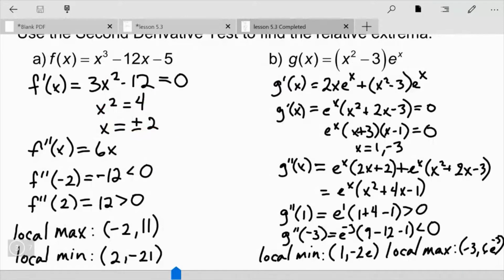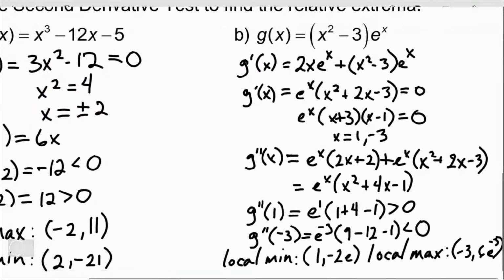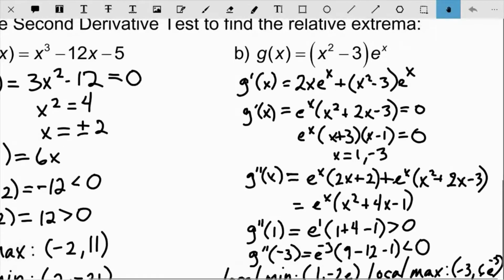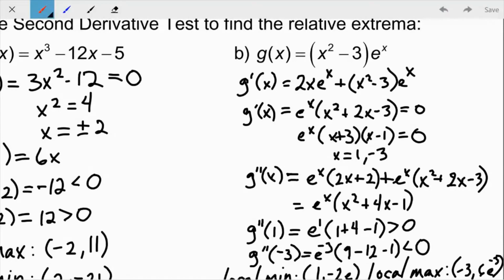Okay, so here's what you should have come up with on that one. The first thing I did was take my derivative and factor e to the x out, and I got to this point where I've got e to the x times x squared plus 2x minus 3 is equal to 0, and then I factored that quadratic expression into this. Now e to the x is never going to be 0, so I only get 2 critical points at negative 3 and 1.